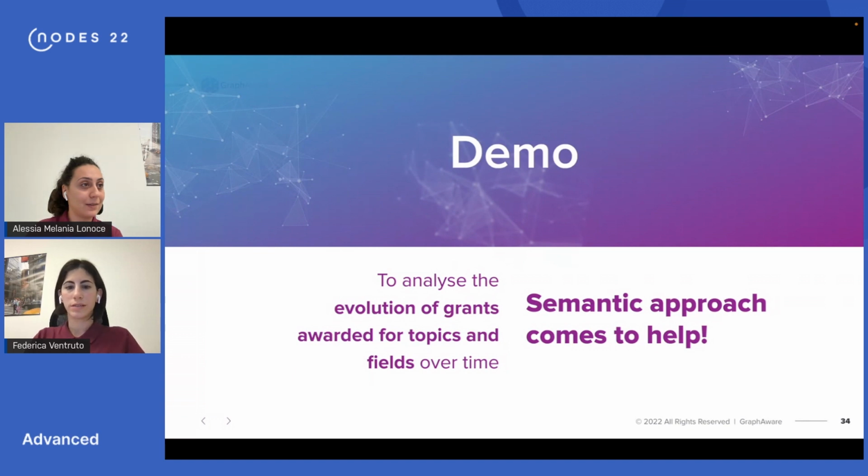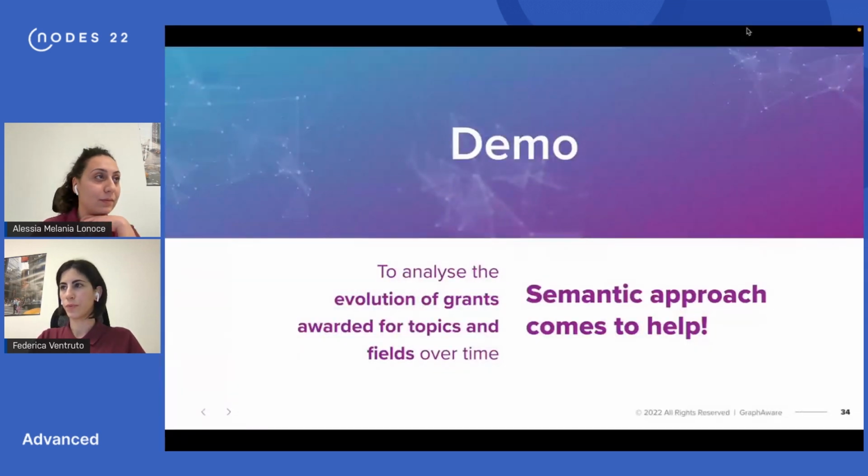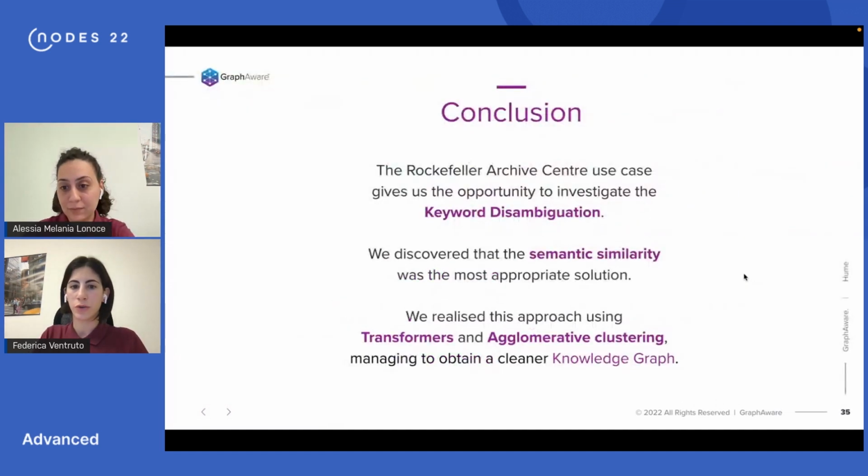Thank you, Alessia. So let's come back to our initial question. We wanted to analyze the evolution of grants awarded for topics and research fields over time. And let's do this by exploring the results that we obtained using the semantic approach, going through a Hume demo.